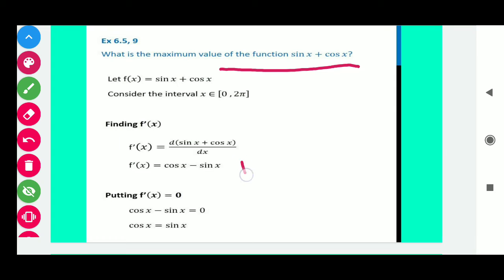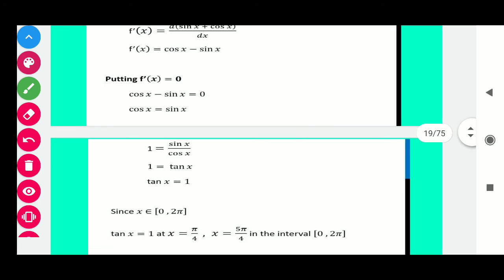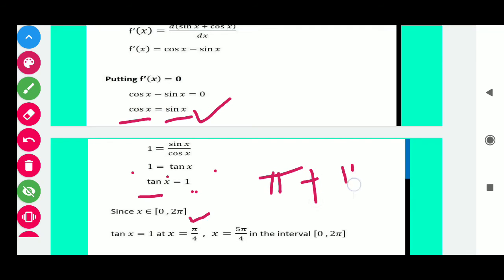First, take its derivative. We get cos x minus sin x, and for maximum or minimum, we put it equal to 0. In this way, we get cos x equals sin x. Divide by cos x on both sides, we get 1 equals tan x, and tan is 1 at 45 degrees. So in this way we get π over 4. Again, tan is positive in the third quadrant, and in the third quadrant we write the angle π plus θ, where θ is π by 4. By adding this we get 5π over 4.